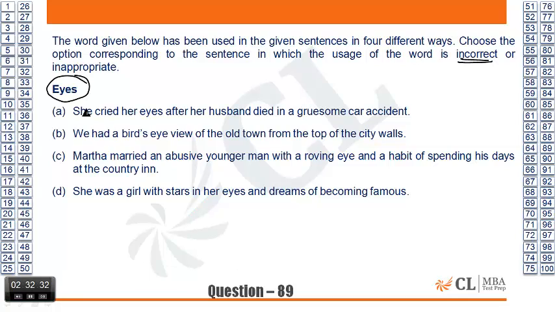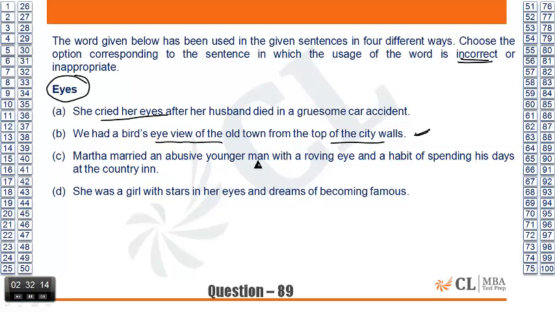Where are we? 89 questions already done. Okay, this sounds fun. She cried her eyes after her husband died. She cried her eyes after some problem. She cried her eyes. Okay. We had a bird's eye view of the old town from the top of the city wall. This is perfect. Bird's eye view.